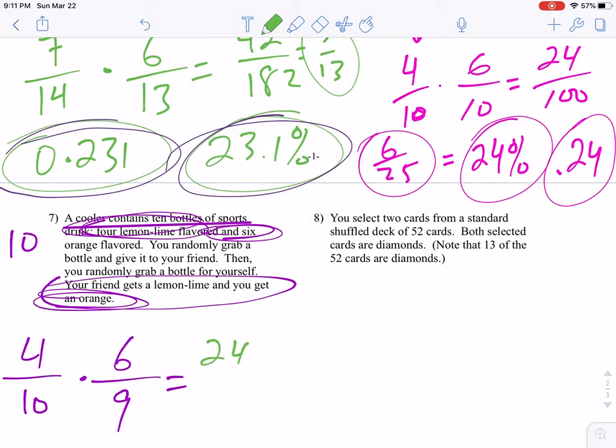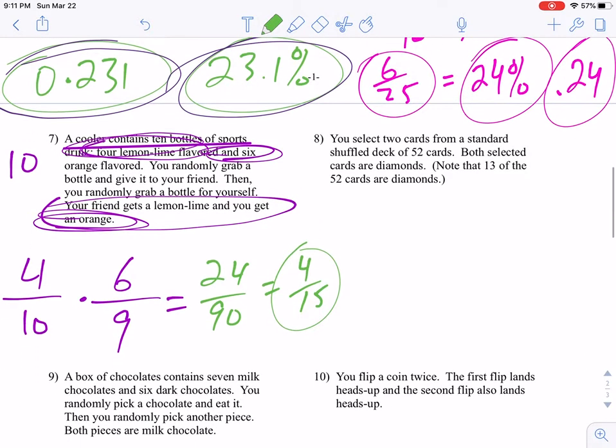So this gives us 24 over 90, which again, probably isn't reduced. But if you want to try to reduce it, that would be 4 over 15, which would be acceptable. The decimal version, if you just use your calculator for that, the decimal version would be 0.267, or the percentage would be 26.7%.